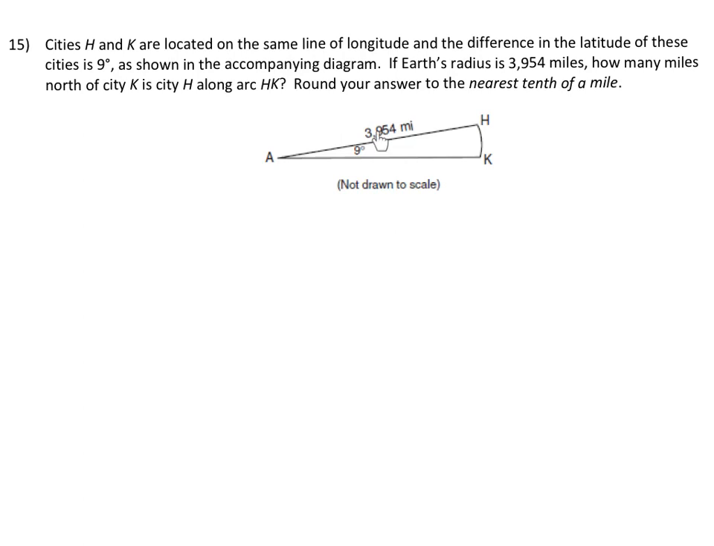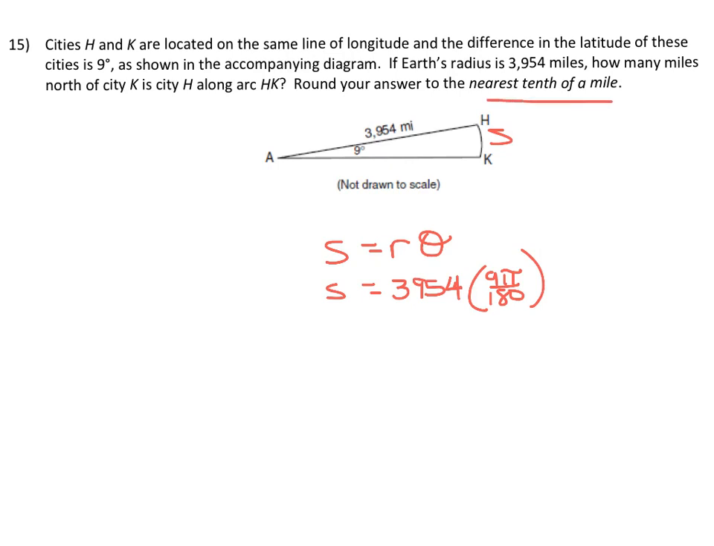We know the R, we know the theta, and we're looking for the S. So S equals R theta. S equals, the radius is 3,954, and for theta, it's 9 degrees, but to change that to radians, we multiply by pi over 180. Now this answer we're not going to leave in terms of pi because it says to the nearest tenth of a mile. So all you're going to do is plug that into the calculator, and when you do, to the nearest tenth, you end up getting 621.1 miles.